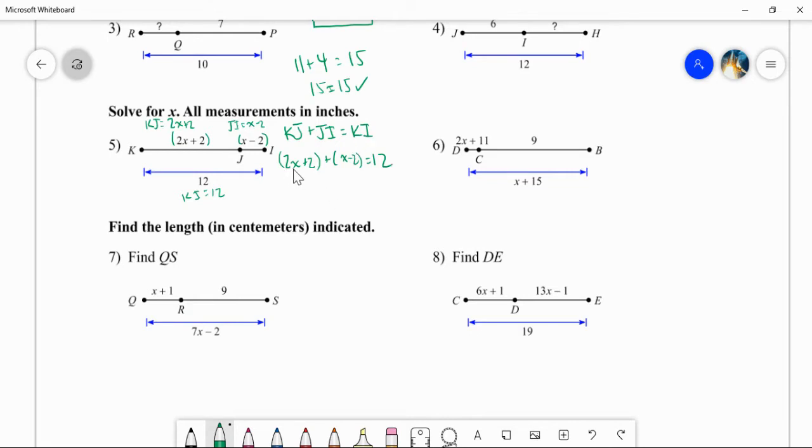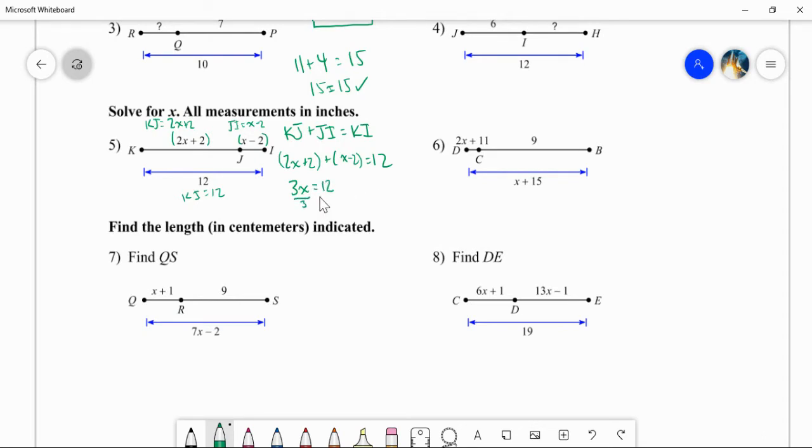Well, I've got my variable term, which is 2x, and a variable term, which is x. I'm going to combine them using addition, and I get 2x plus x, which is 3x. I've got 2. I'm going to combine it with negative 2 through addition. So 2 plus negative 2 is going to give me 0, so I don't need to write anything down for that. And I know that this whole thing is going to equal 12.